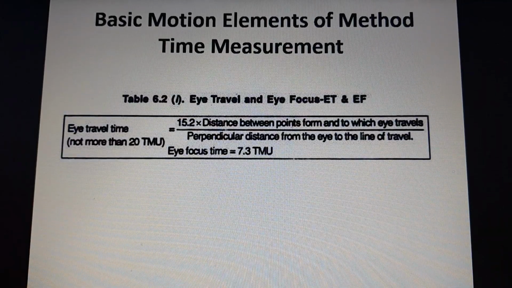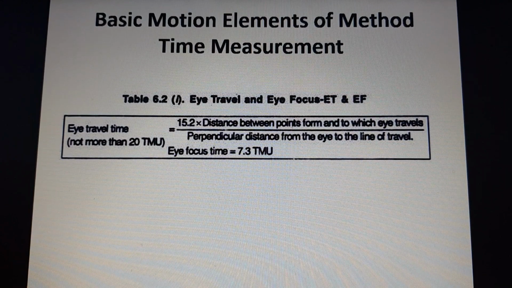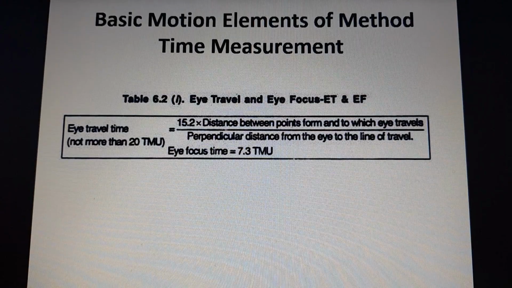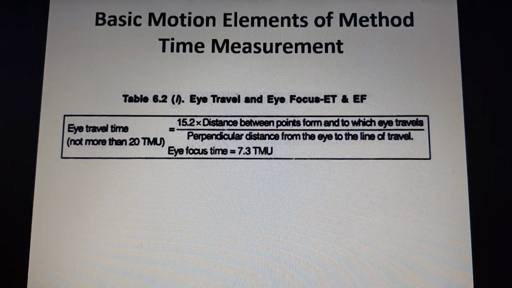So we can see here, basically, for the eye travel time, it's a formula in which we have 15.2 TMUs times the distance between the points from which the eye is traveling, divided by the perpendicular distance from the eye to the line of travel. And in order to focus, that's basically just 7.3 TMUs.